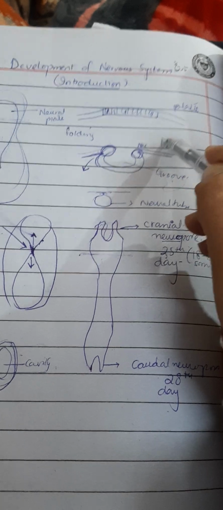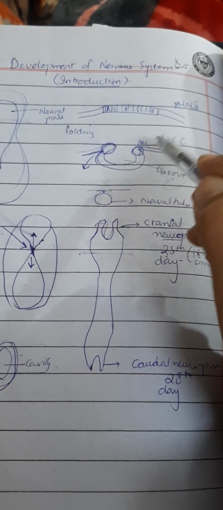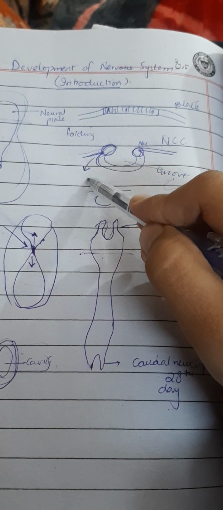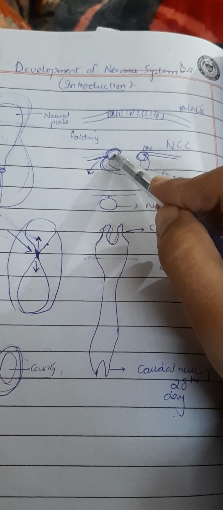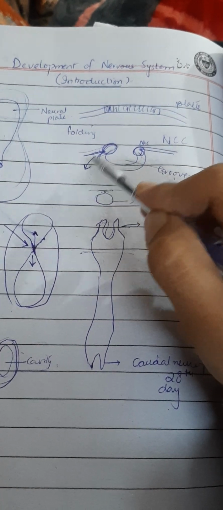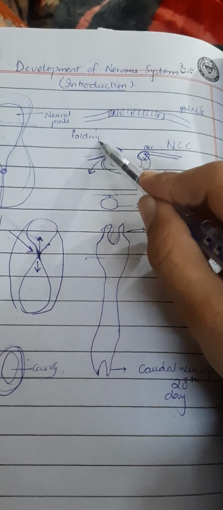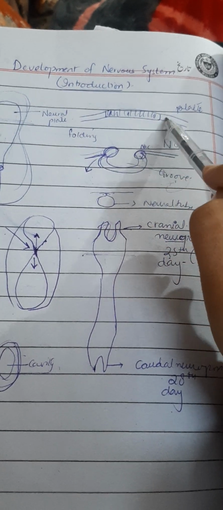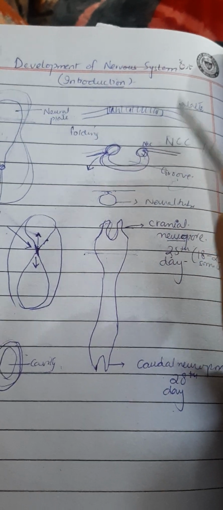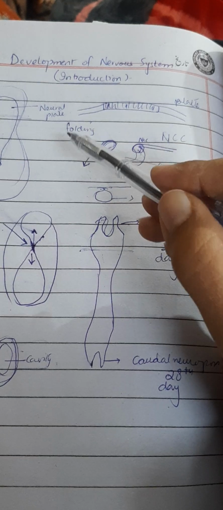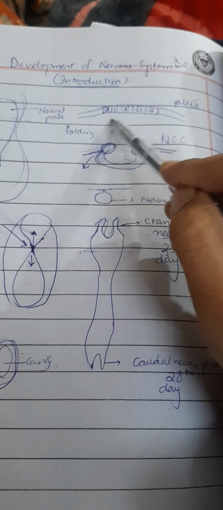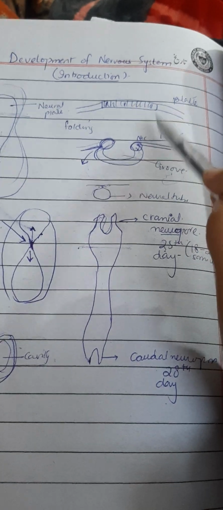It is going to give rise to what? Our neural crest cells. These neural crest cells obviously are not going to stay at this point. They are going to migrate, and they are going to undergo an epithelial to mesenchymal transformation. This is the portion on the ectoderm, and below this the mesoderm is formed. In the embryonic disc we study that during gastrulation 3 layers are formed. The upper layer is ectoderm, then there is mesoderm, and then there is endoderm.